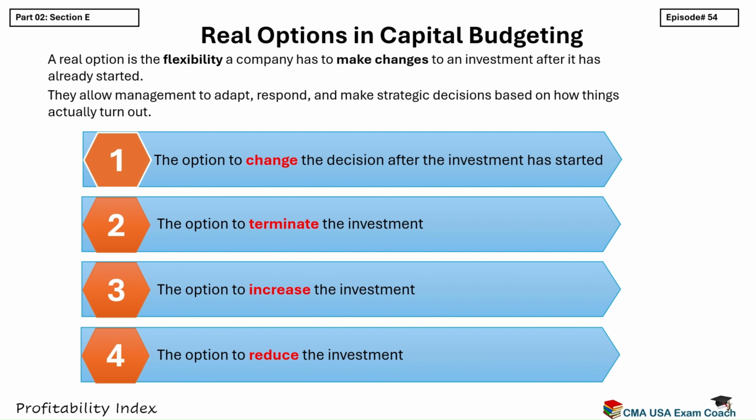The fourth is the option to reduce the investment. Conversely, if market conditions worsen or the project is underperforming, the company can scale it down to reduce risk and limit losses. In short, real options provide flexibility and control, allowing a company to adapt its capital budgeting decisions in response to changing circumstances. They add strategic value and help manage risk more effectively, making them a critical part of modern investment analysis.